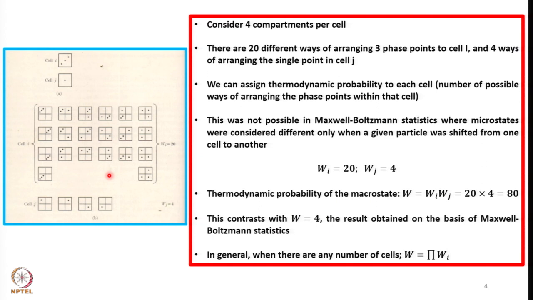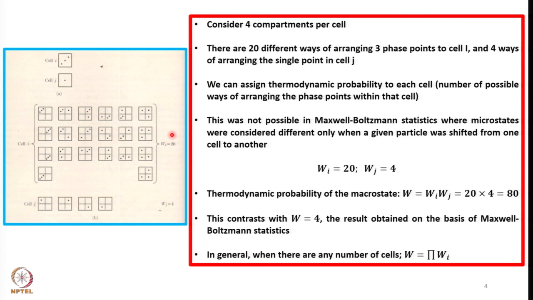There are 20 different ways of arranging these 3 phase points in cell I, and since we had only 1 phase point in cell J, and if there are 4 compartments, then it can stay here, here, here, or here. That means in this case, the thermodynamic probability W is equal to 4. In the upper case, 1, 2, 3, up to 20. W is equal to 20.